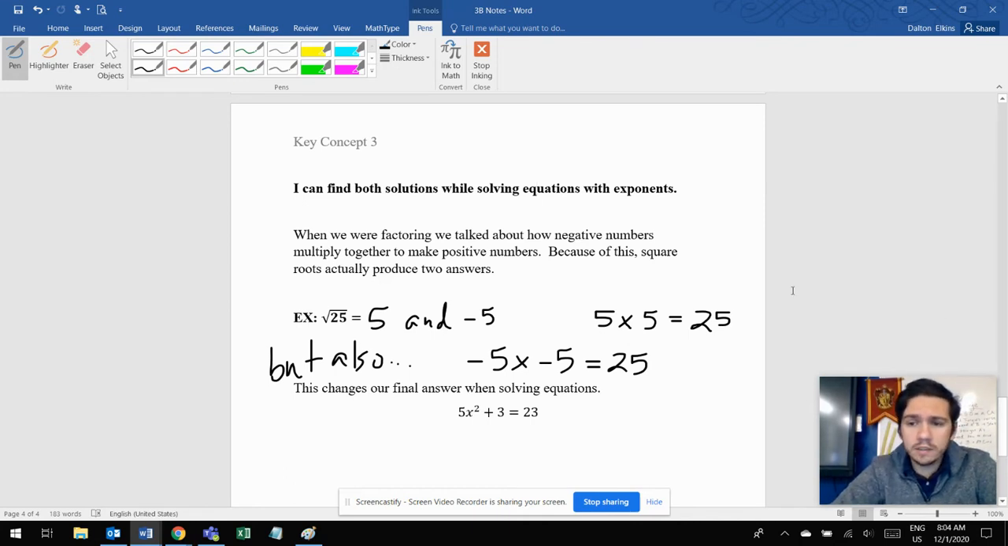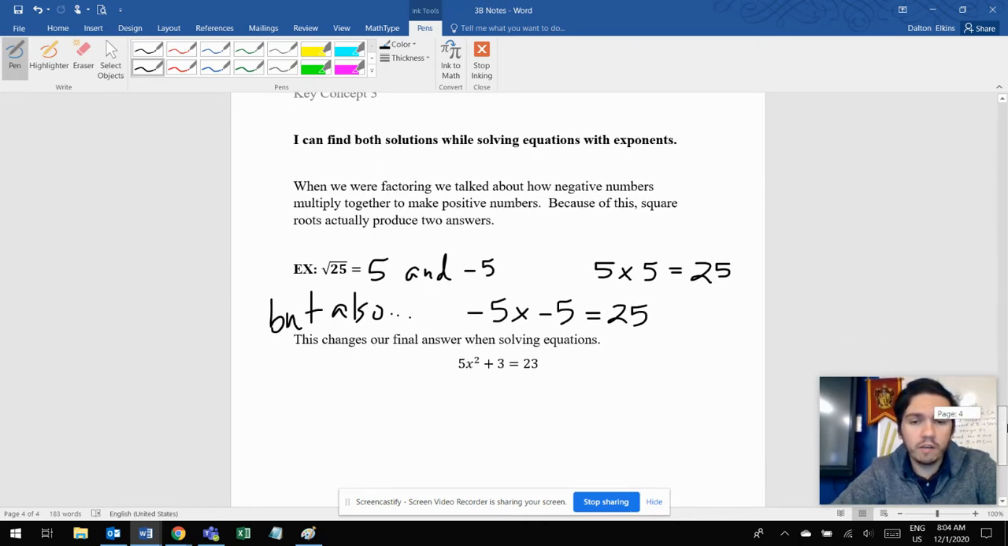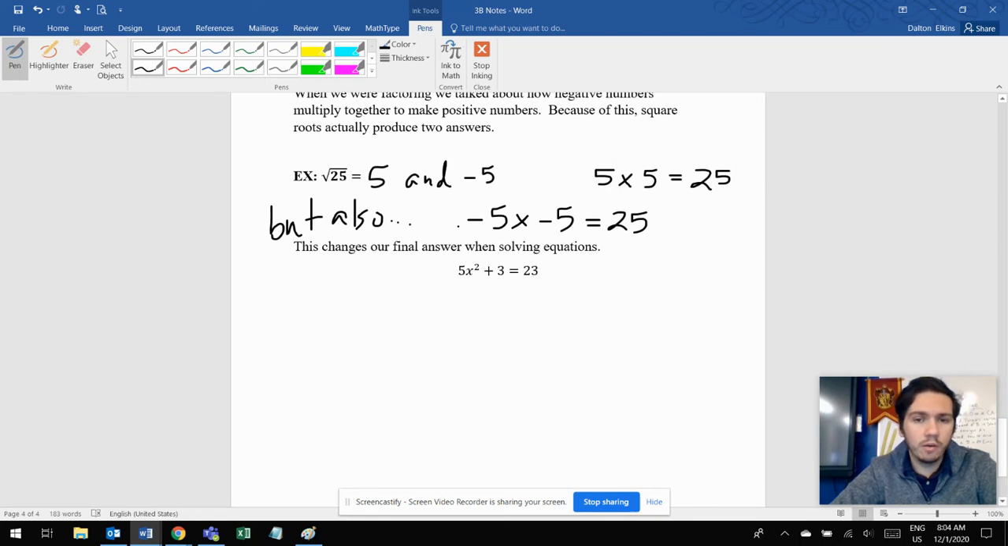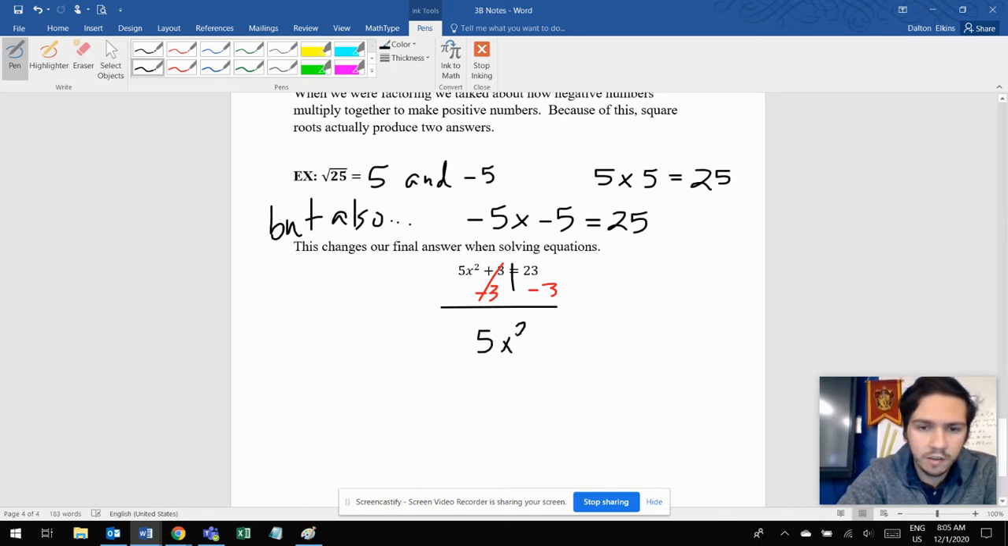So what this actually does is this changes our final answer when we're solving these types of equations. Here we have 5x squared plus 3 equals 23. And if we wanted to solve for x here, we'll start off getting rid of the adding or subtracting here. So we'll start by subtracting 3. Those will cancel each other out. We're left with 5x squared equals 20.